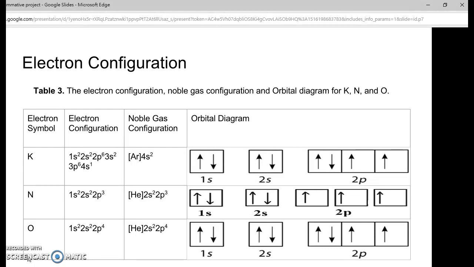On the orbital diagram, we construct each orbital by drawing up and down arrows. In each box are two electrons. According to the order, each orbital has to be filled before going to the next orbital. If the orbital is not filled, the up arrow will always be drawn before the down arrow. The electron configurations of the three elements are presented in Table 3 with the three kinds of presenting methods.